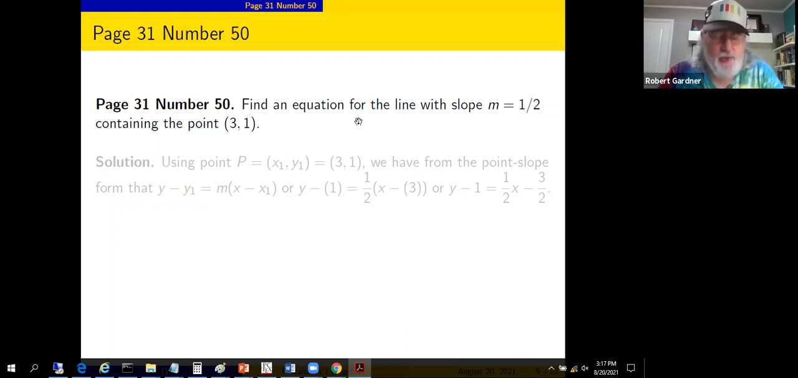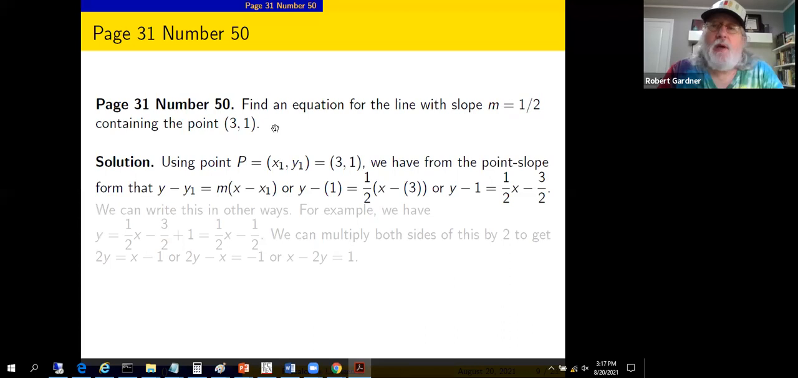Next question, find an equation for the line with slope m equals 1/2 containing the point (3, 1). Okay. We got the point, we got the slope. So all we got to do is plug in. y minus y1 equals m(x minus x1). Here m is 1/2. We'll plug that in. We've got 3 and 1 for x1 and y1 respectively. The x1 goes over here, the y1 goes over here, produces this. Let's clean it up a little bit. We get y minus 1 equals 1/2 x minus 3/2.